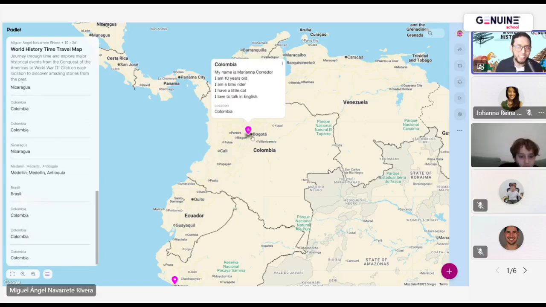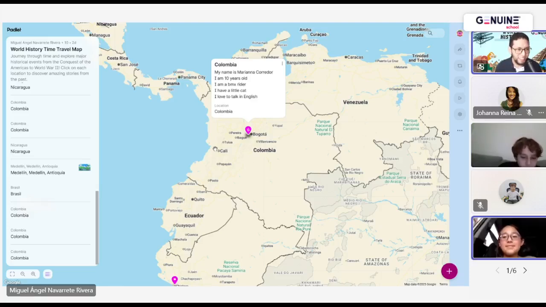Wow, we have many students in Colombia. Mariana Corredor. I am 10 years old. I am a BMX rider. Whoa, that's cool. Have you ever won a competition, Mariana? Yes, I win a lot of times. Wow, cool. And you're not scared when you're going too fast on the bike? No. Wow, that's cool. And you love to talk English, you love your cats. Okay, amazing, beautiful. So let's continue.